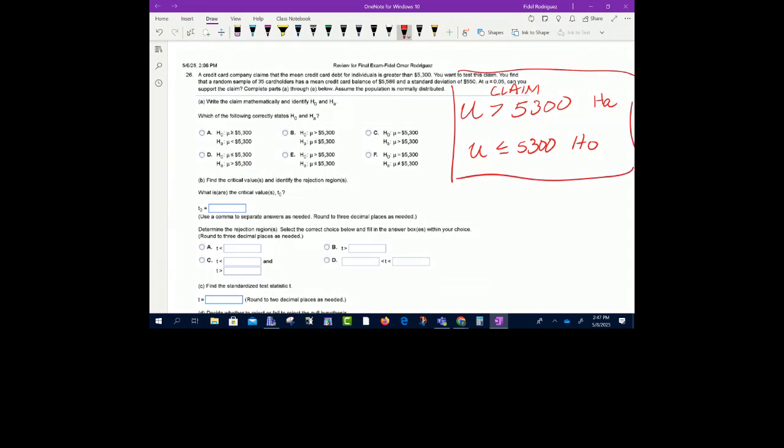So let's take a look and let's see if we can't figure out what we got going on. Let's see. Y'all, if I'm looking at these things here, what, choice D, I guess? Looks like this is what we wrote here. The Ha is bigger than 5,300, and the H0 is less than or equal to. That's what we have there.